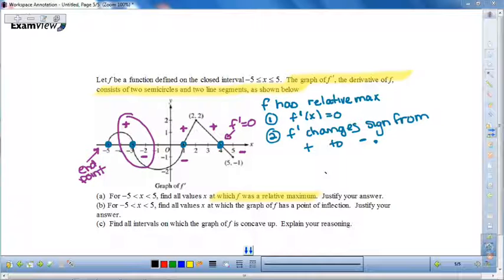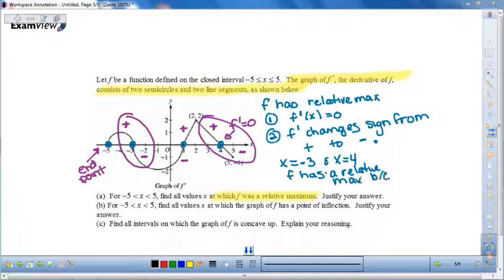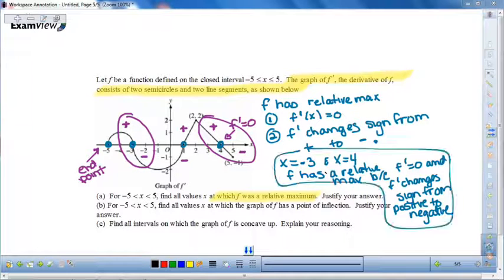Right, so here's positive, the y values are negative, y values are positive, y values are negative. So I'm looking at x equals negative 3 because the derivative changes from positive to negative, and at x equals 4 because the derivative changes from positive to negative. So at x equals negative 3 and x equals 4, f has a relative maximum because the derivative is equal to 0 at those points and the derivative changes sign from positive to negative at those points.